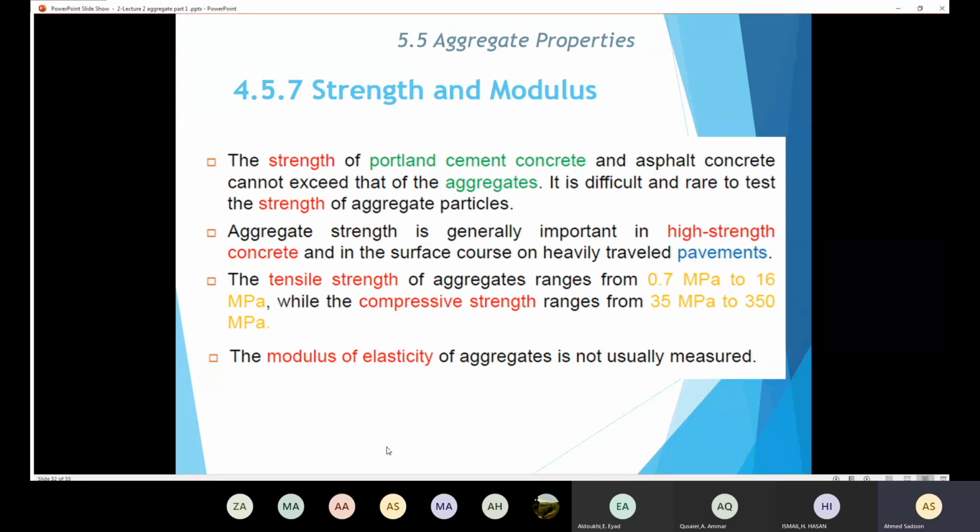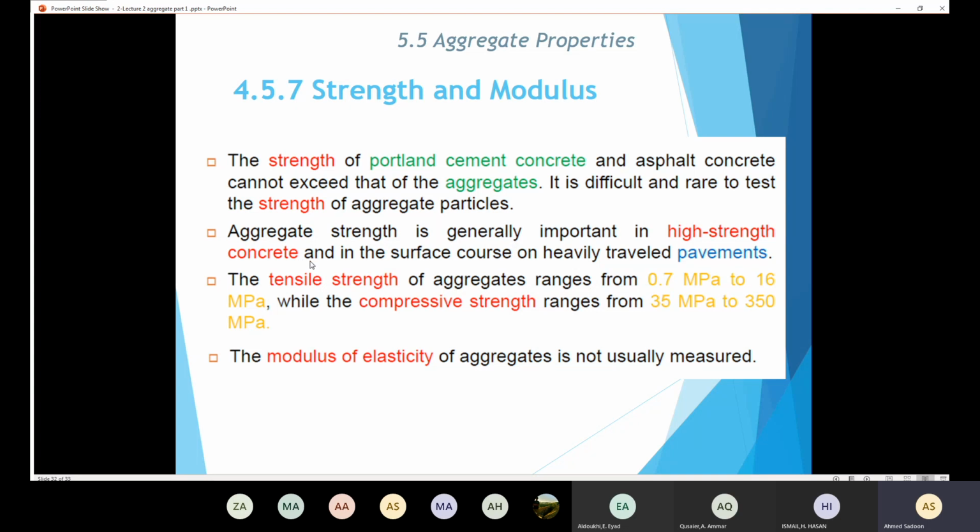Finally, we have the strength and the modulus property of the aggregate. This is not an important property because it's difficult to test the strength of the aggregate. It's difficult to determine the strength of the aggregate, and the strength of the Portland cement concrete and the asphalt concrete cannot exceed that of the aggregate. So the strength of the aggregate is going to be larger than the strength of the concrete and the strength of asphalt concrete. And the aggregate strength is generally important in high strength concrete.